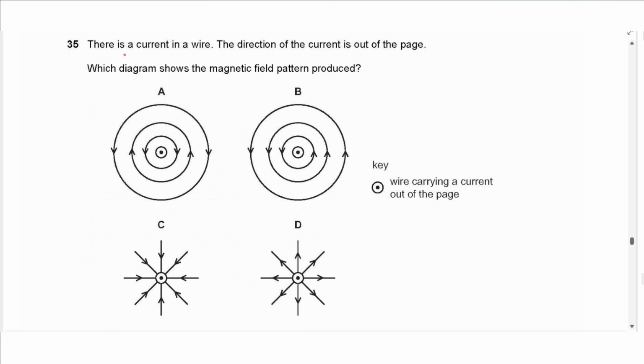Question 35 says there is a current in a wire. The direction of the current in the wire is out of the page. Which diagram shows the magnetic field pattern produced? So we have concentric circles, so it is not C nor D. And the field lines should always be in the same direction, so it is not A. So the answer here is B.